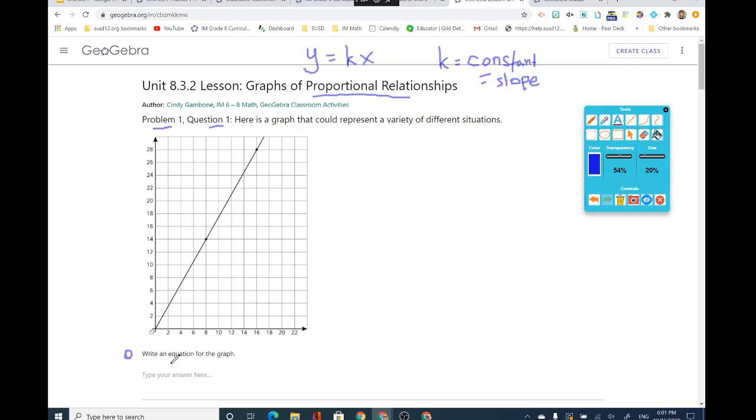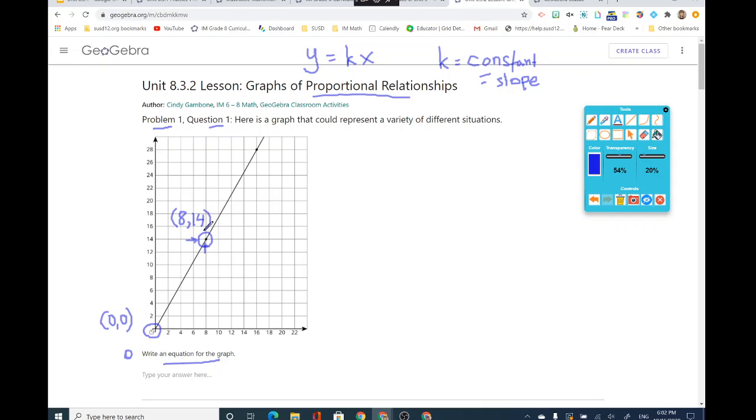Anyway, write an equation for the line. Okay, we need to find the slope of this line. To find the slope, we can use 2 points. The first point I notice is x equals 0, y equals 0. So that's one point we can easily use. Here's another point that's easy to see because it falls onto the grid. At that point, x equals 8 and y equals 14.